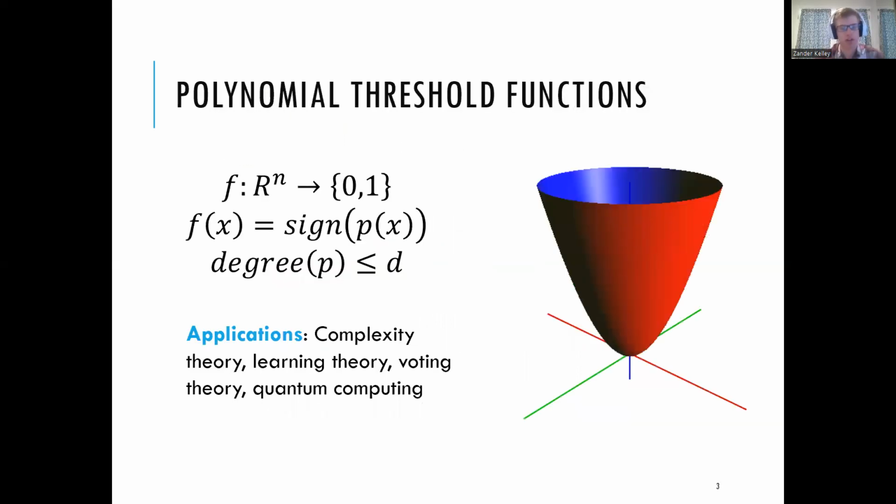Okay, so let me start by going over some definitions. To define a polynomial threshold function, you can take a multivariate real polynomial P with n real valued inputs and 1 output, and the degree of that polynomial is bounded by d. Then the polynomial threshold function associated with P is just the sign of P. For a visual example, you could take the set of everything above some surface defined by some polynomial equation. And then the related PTF is the indicator function of this set.